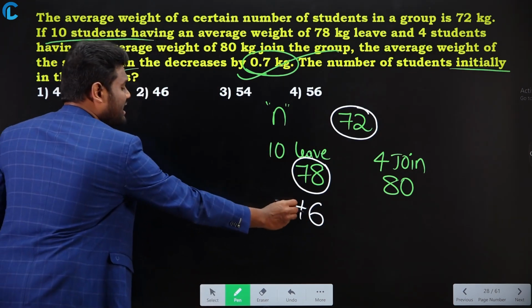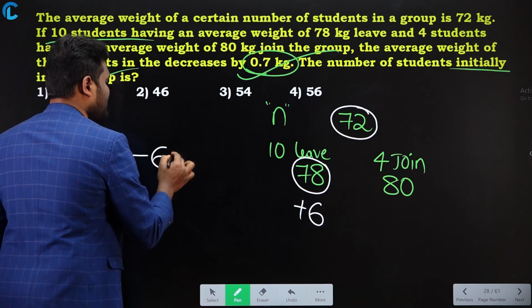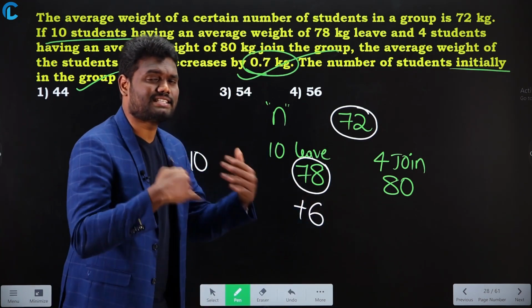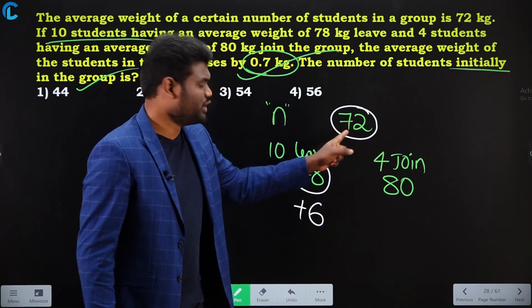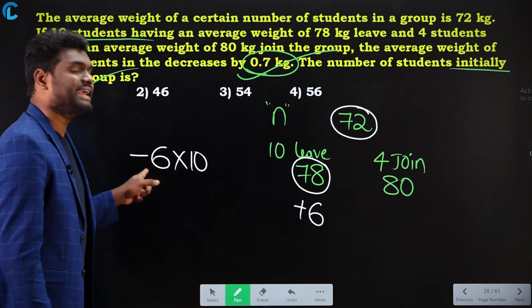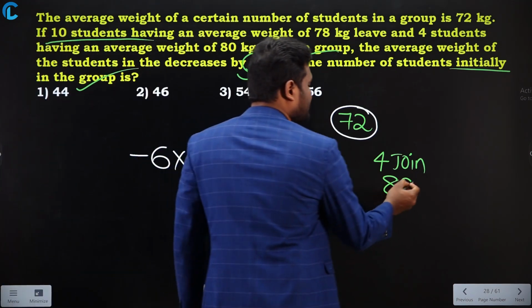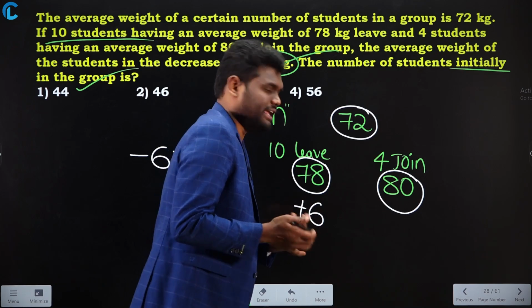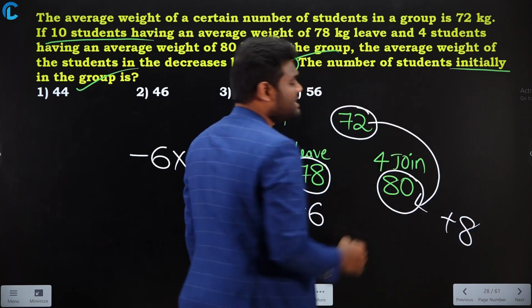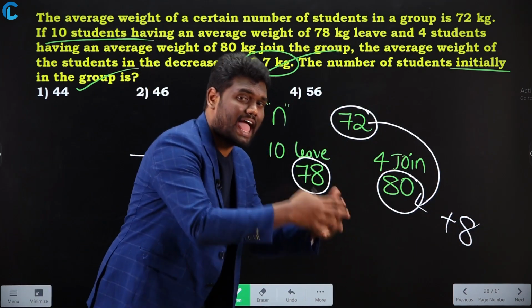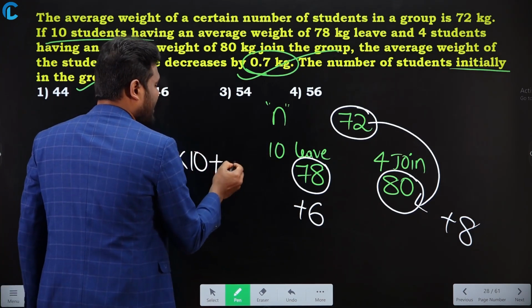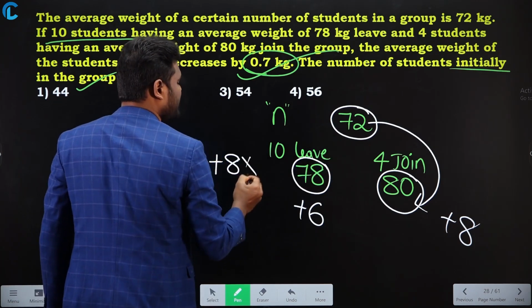That is the reason, as they are leaving, it is going to be minus 6 into 10. Why? Because 10 students are leaving and they are taking 6 extra, because average is 72 but they are taking 78. Now if you look here, this is 80 and these guys are joining, and this is 72 but this is 80, which is 8 more. As these guys are joining, you need to add them. So plus 8 for how many students? 4 students.